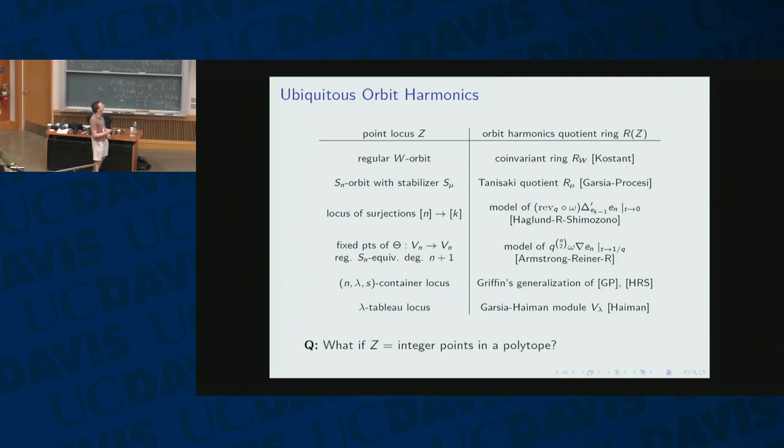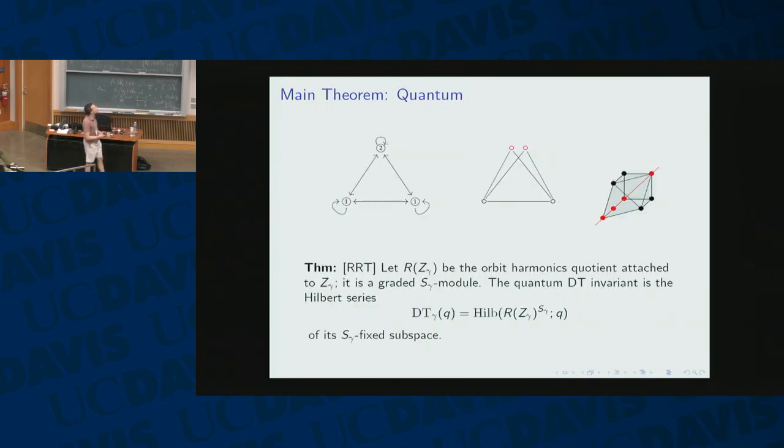And always the game is you want to choose a point locus that's interesting. If you start with an interesting point locus, you might get an interesting ring. And what are some interesting point loci? Well, for polytope people, why not take the integer points inside a polytope? Right? So I actually haven't seen this show up in orbit harmonics before this project. So that was kind of interesting to me. And here's where it shows up.